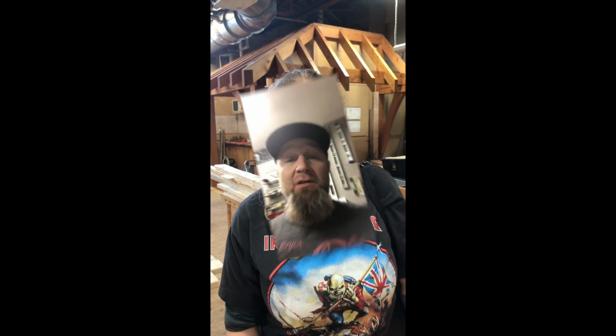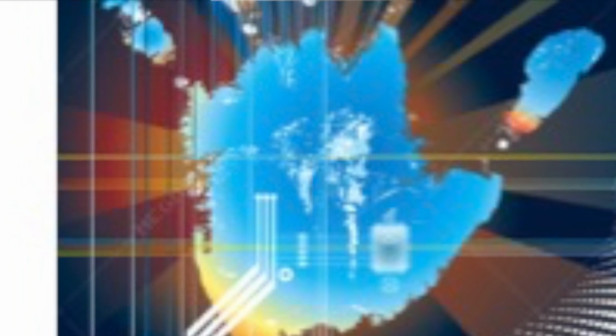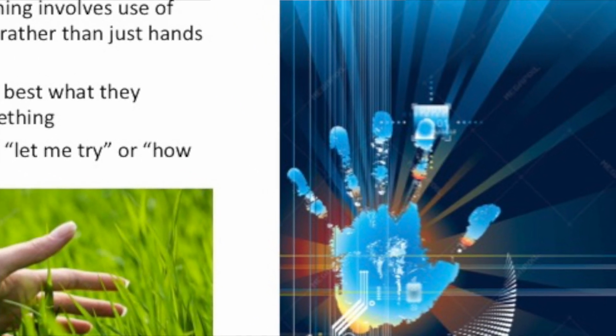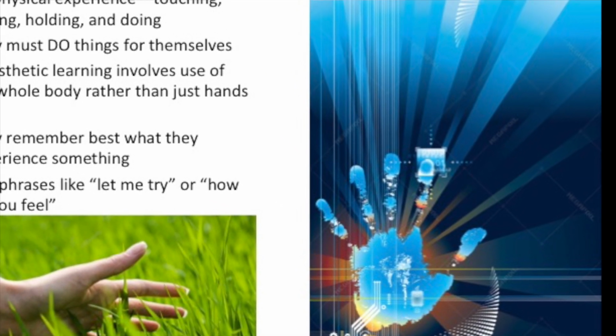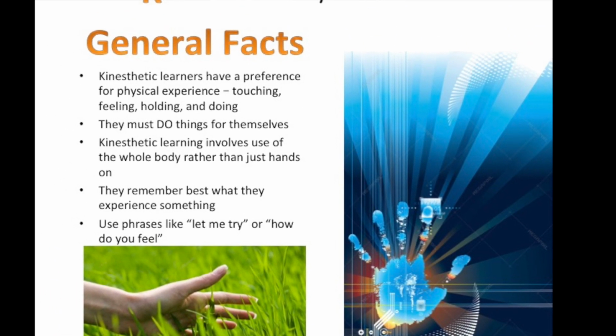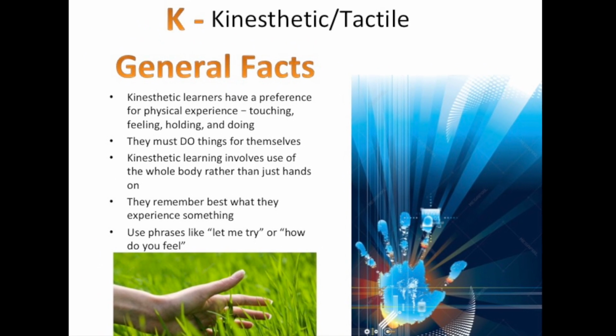I'm a hands-on learner. I'm a kinesthetic learner. We need to recognize that these are preferred learning experiences. Kinesthetic learners, they like to experience, the physical experience. They like to touch things, they like to feel things, they like to hold and do things, and they like to do things for themselves. Kinesthetic learning involves using their whole body rather than just the hands. So you're going to see them trying to touch things, they're going to need to walk around in the classroom, they're going to be very active within their room and within the learning experience. They remember best when they experience something, and they're going to use phrases like, "let me try," or "how do you feel?"